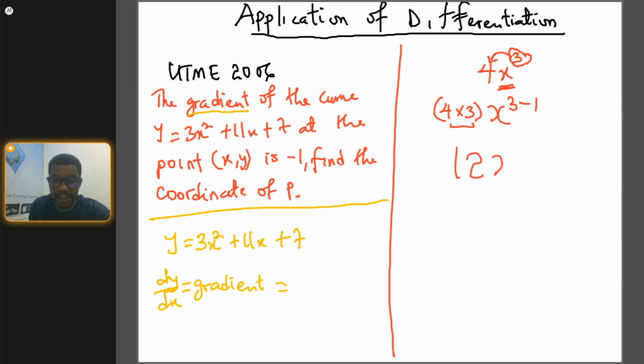Then we have x. Remove 1 from 3. The answer is 2. So this is the differentiation answer of 4x cubed. The differentiation of 4x cubed is 12x squared. I hope that is clear.